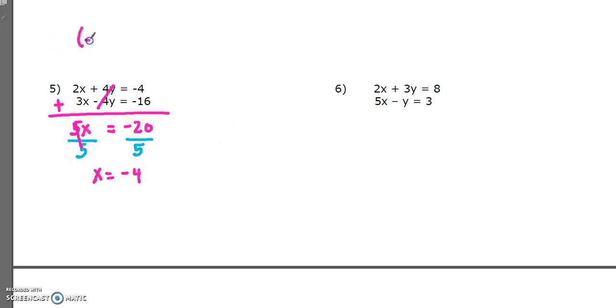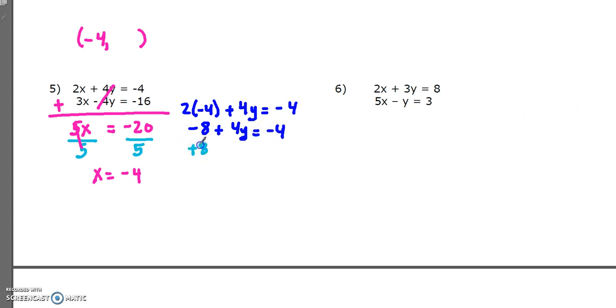Remember, we need two values, my x value and then my y value. So now I will take my negative 4 and I will replace an x in either equation, this one or this one, it doesn't matter. I'm just going to take the first one. So I'm going to have 2 times negative 4 plus 4y equals negative 4. Again, at this point, I could put this into InSolve, or I could just go ahead and do it by hand. So let me just do this by hand.